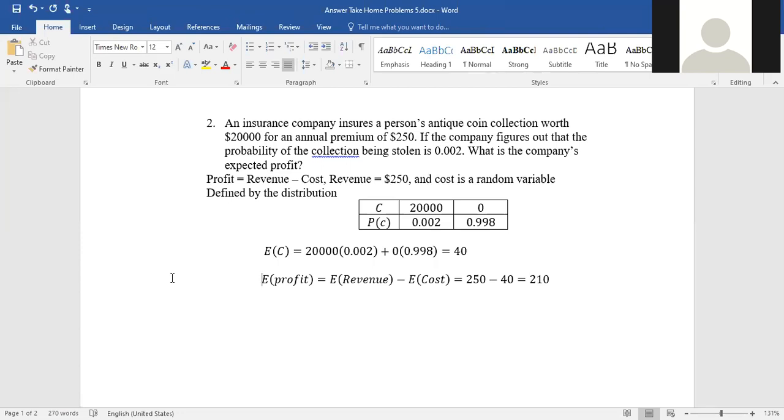So the expected profit is expected revenue. Revenue is constant, $250, minus expected cost, $40, which is $210. So the expected profit in this business is $210. Any question about this?